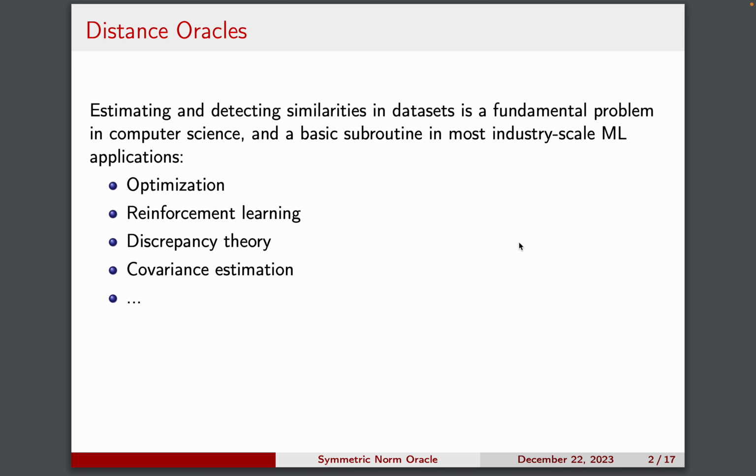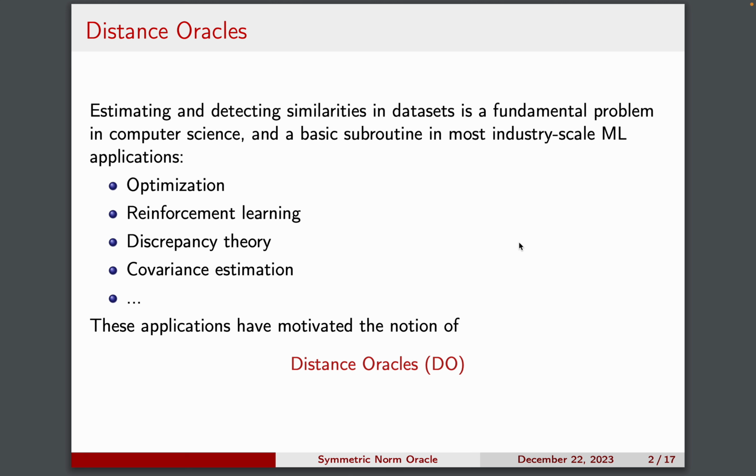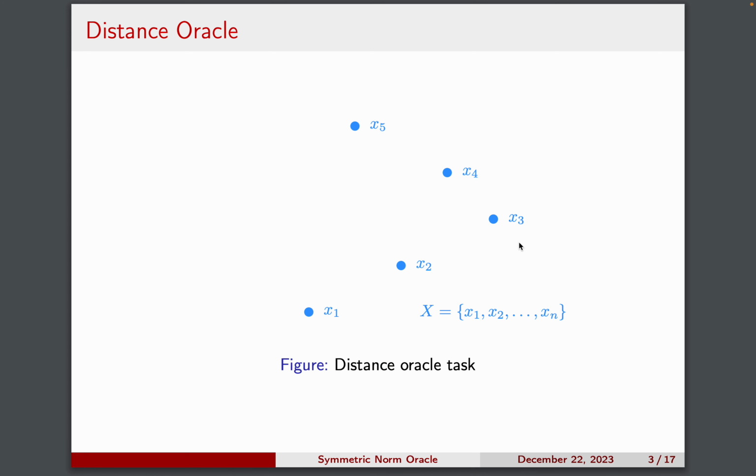To introduce the motivation of distance oracles, we need to understand the needs of estimating and detecting similarities in databases. This is a basic fundamental problem in computer science, and it has wide application in machine learning algorithms, like in optimization, reinforcement learning, discrepancy theory, and covariance estimation. These all lead to the notion of distance oracles. So what is the distance oracle problem?